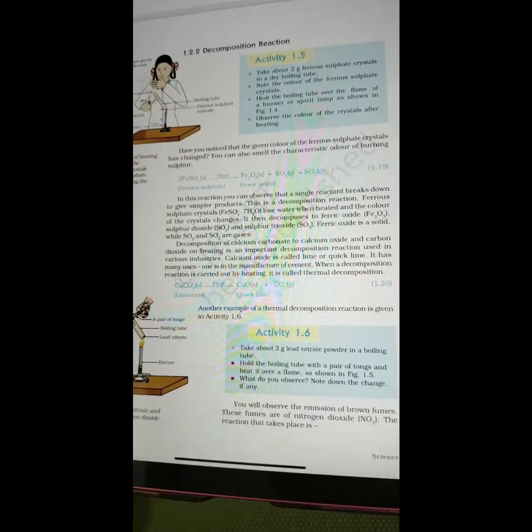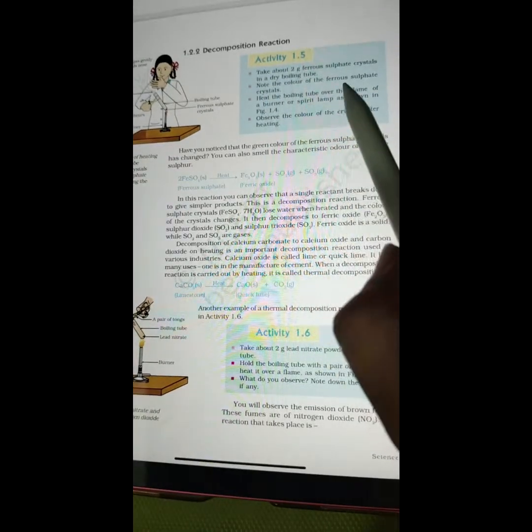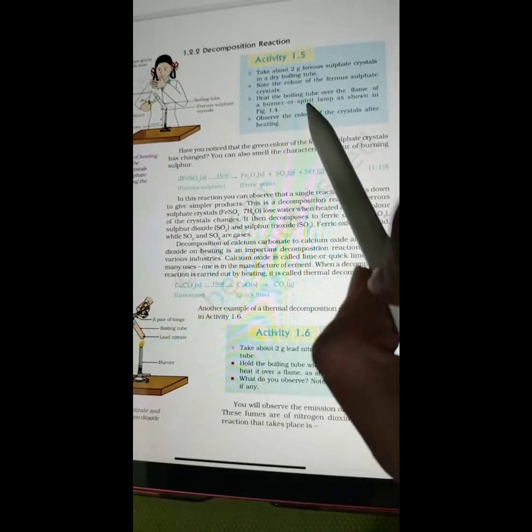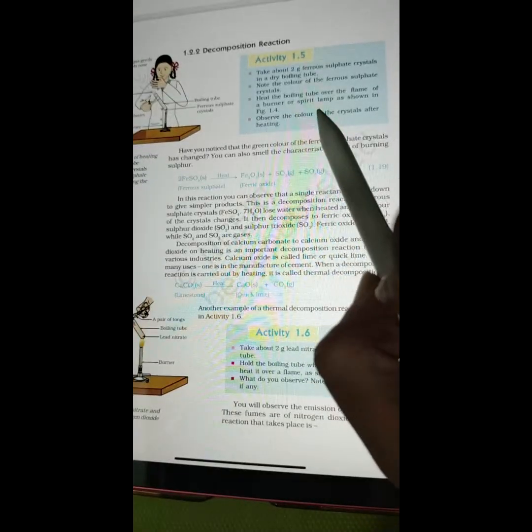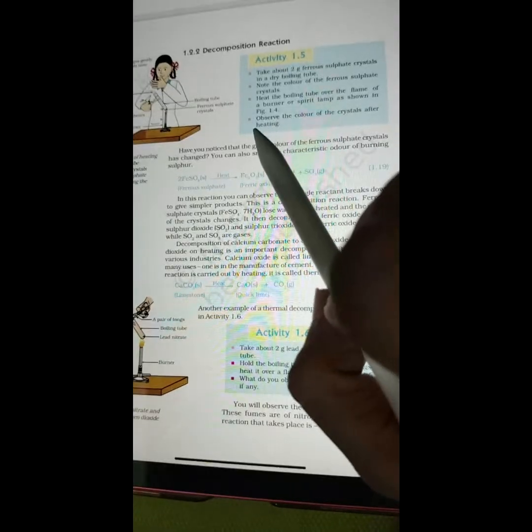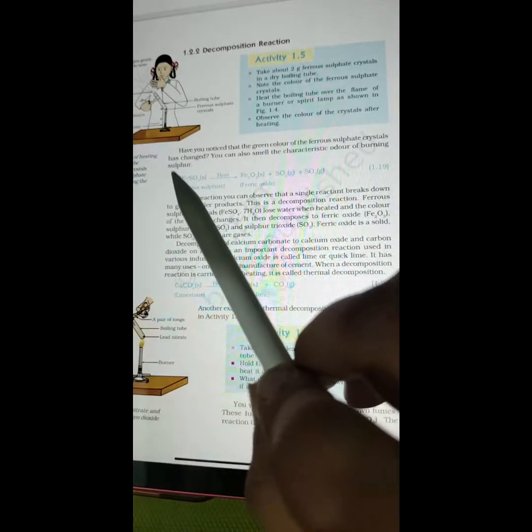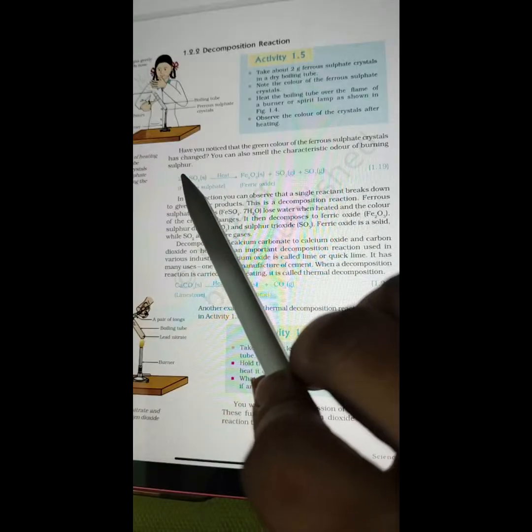Next topic is this one, 1.2.2 decomposition reaction. So first we'll be reading out this activity. Activity 1.5: take about 2 gram ferrous sulfate crystals in a dry boiling tube. Note the color of the ferrous sulfate crystals. Heat the boiling tube over the flame of a burner or spirit lamp as shown in figure 1.4. Observe the color of the crystals after heating. Have you noticed that the green color of the ferrous sulfate crystals has changed? You can also smell the characteristic odor of burning sulfur.